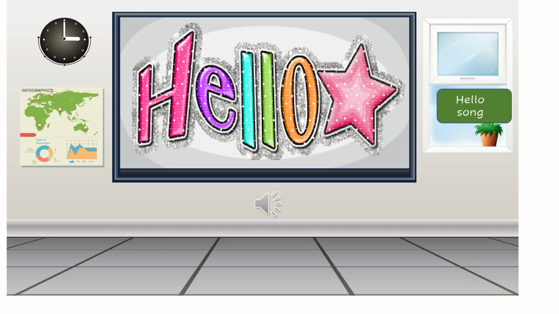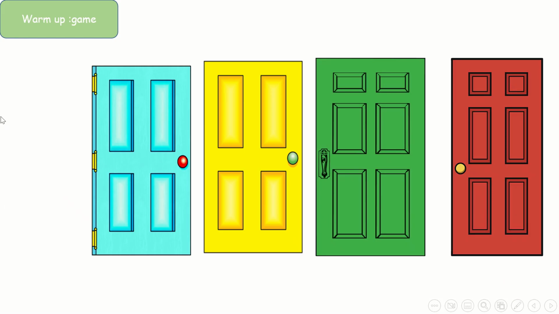Okay, my students, now let's have this game. Here we have 4 doors. What color is the door number 1? What color is it? Blue. So you have to say it's a blue door. What about number 2? What is it? It's a yellow door. Great. Number 3? It's a green door. What about number 4? It's a red door.